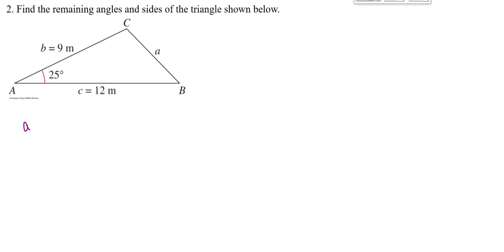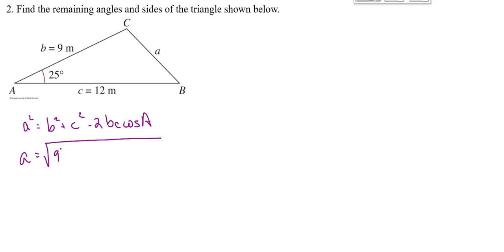A squared equals, because it's a little a that I'm going to find, b squared plus c squared minus 2bc cosine capital A. So a is just the square root of all this, and that'll be 9 squared plus 12 squared minus 2 times 9 times 12 cosine 25 degrees. And again, this one's not too bad to type in either as you go. And so take a minute and get that maybe to 2 decimal places.